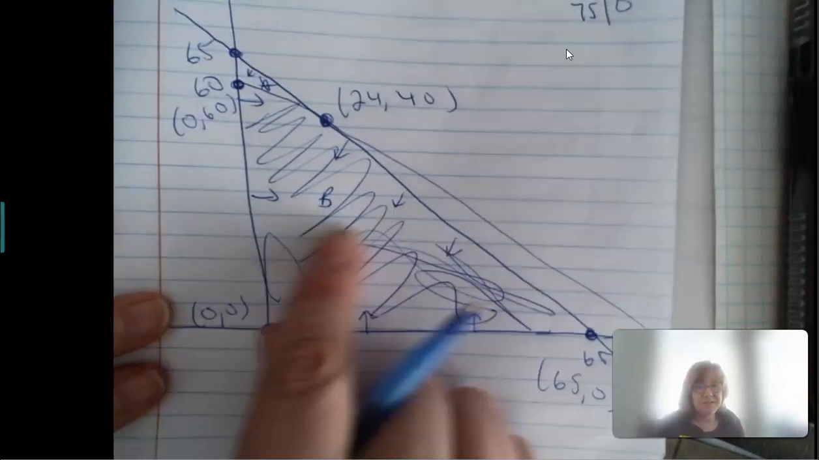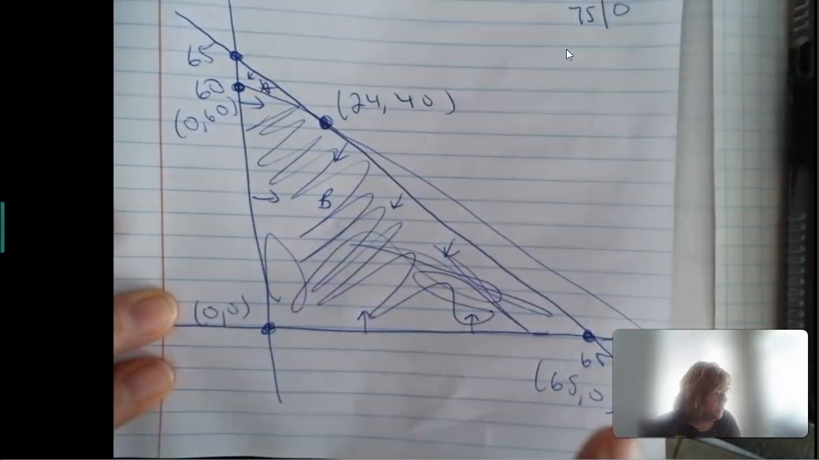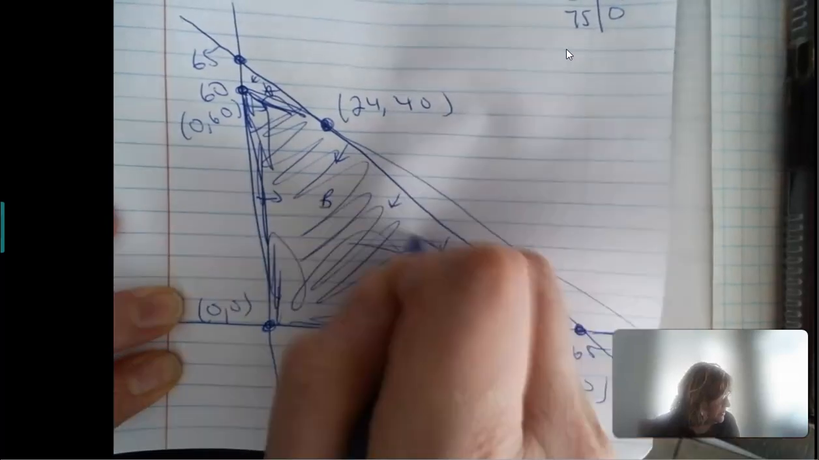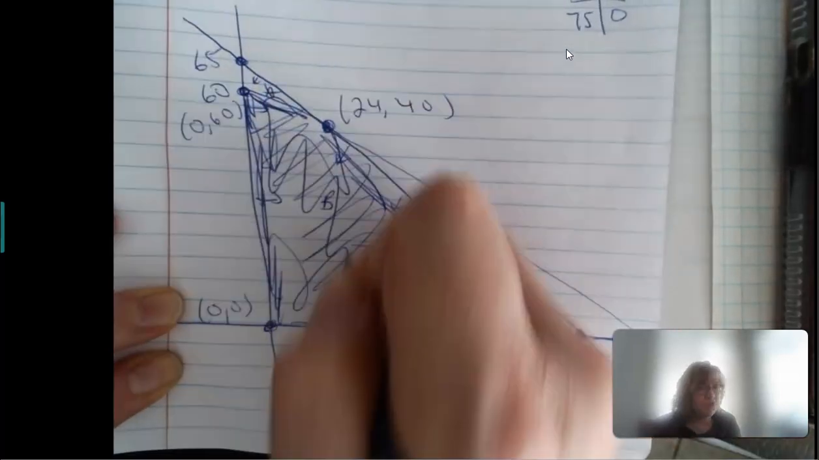And again, this is just a sketch. It's not perfect. All right, so then what we're going to do is we're going to take our corner points. Now, there's lots of points on this graph. The only ones that count are the ones that are touching the shading.